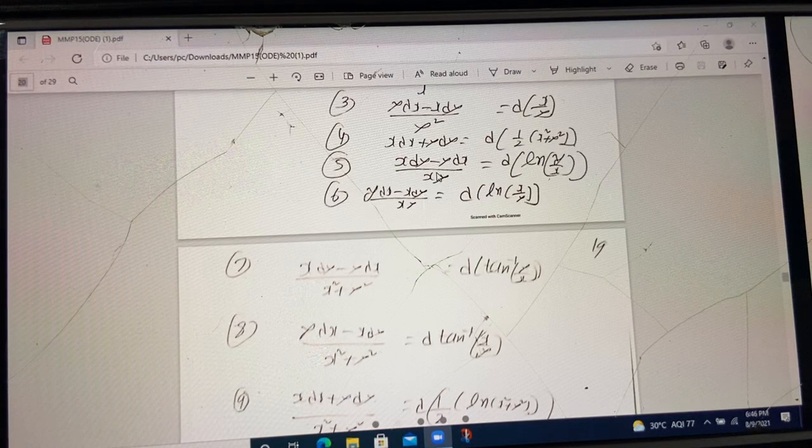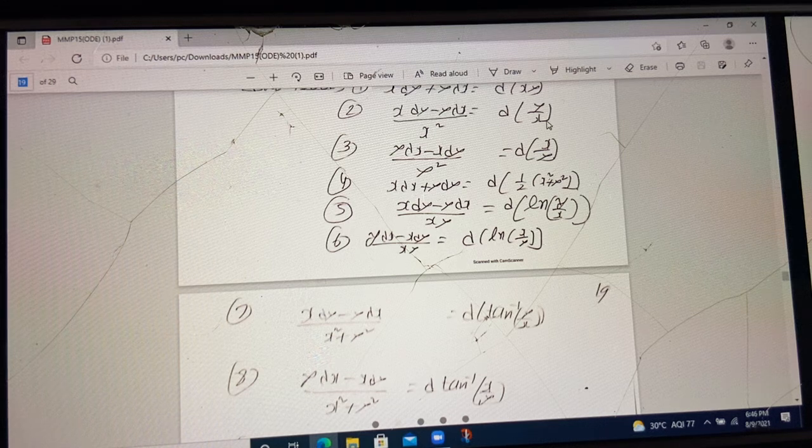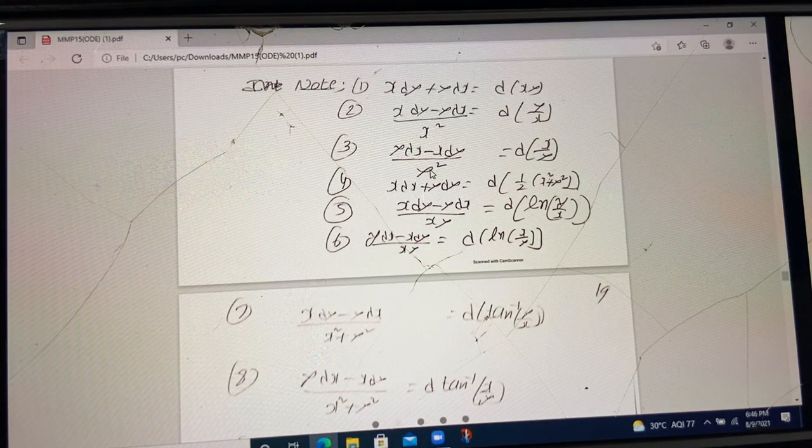Formulas. x dy minus y dx, three formulas. Whenever you get x dy minus y dx, you will always get d of y by x. But if the denominator is xy, you will get log. If the denominator is x square plus y square, you will get tan inverse. If the denominator is x square, then you get d of y by x. Remember all three together. Next, y dx minus x dy, whenever you will get x by y.